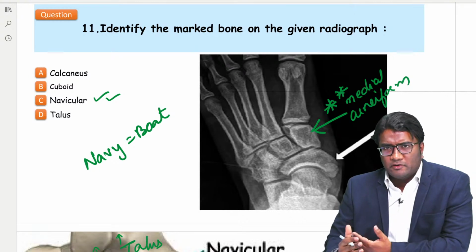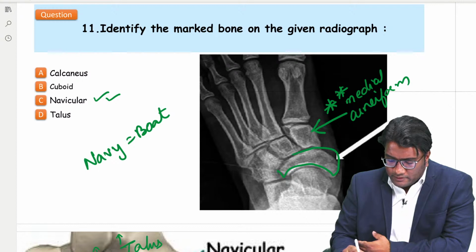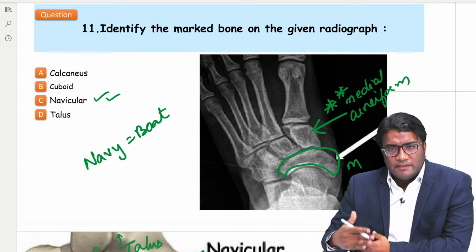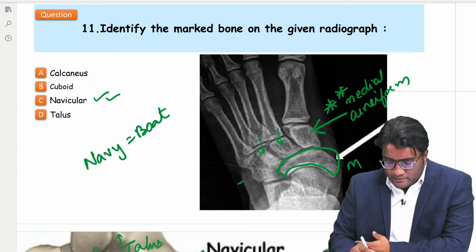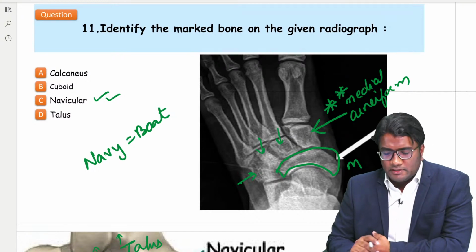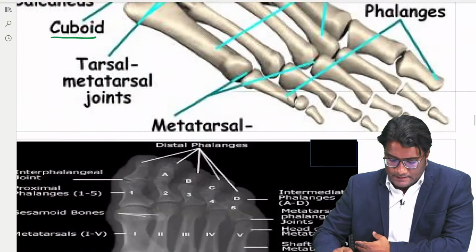It's not difficult also. First you identify this boat shaped bone. You know navicular. It is on the medial side. And then you can know medial, intermediate, lateral, cuboid and all of those bones, right? So you should be able to mark them properly. Let's go forward, guys.